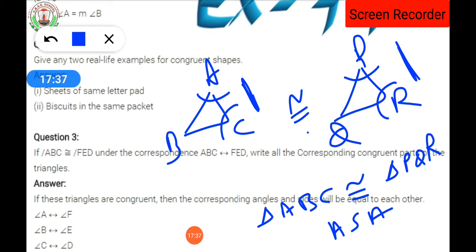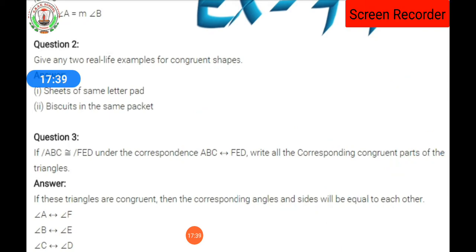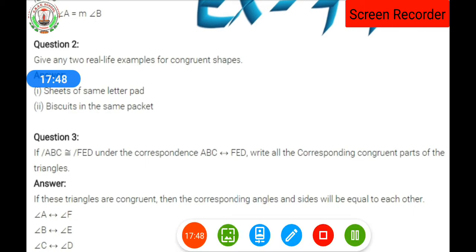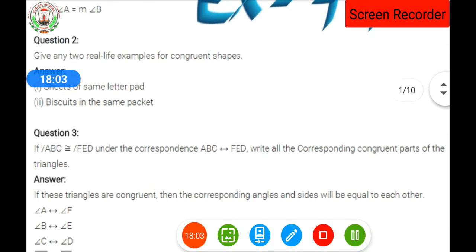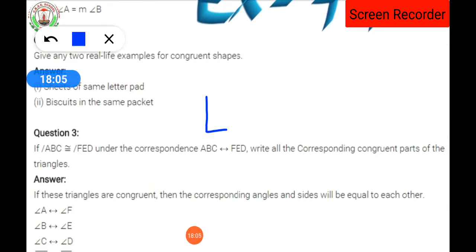Clear everyone? Now moving towards the last criteria of this lesson, which is the RHS criteria. In the RHS criteria, I have already told you that it is applicable for right angle triangles. One of the angles should be a right angle, that means 90 degrees. Then H, what does H signify? H signifies the hypotenuse, isn't it?